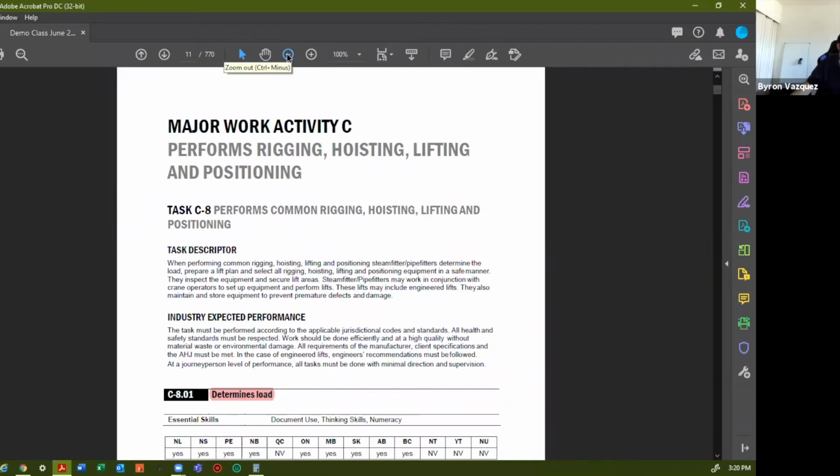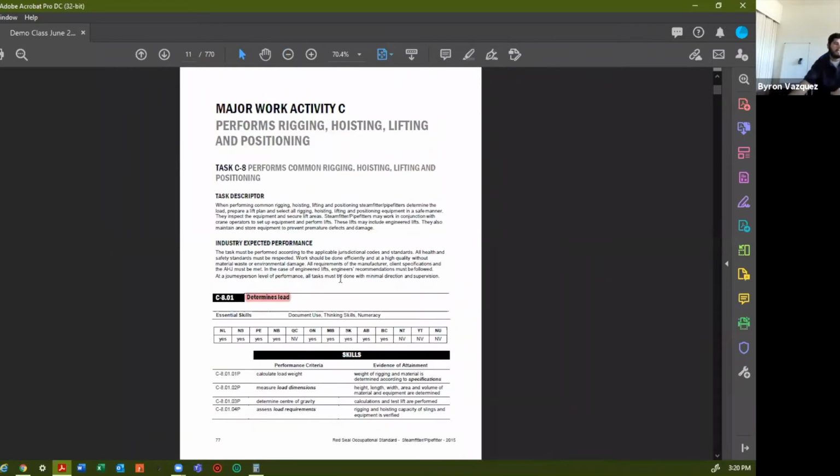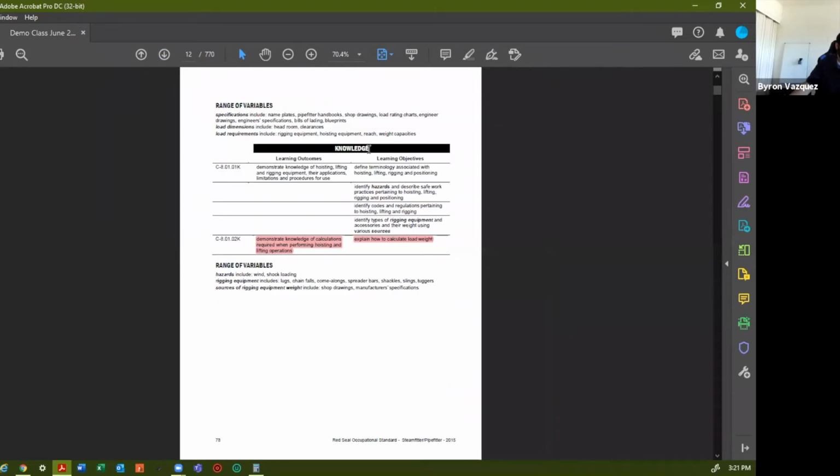So this is the subtasks. These are the skills that you need to know for this specific subtask, which is determine loads. But we're actually going to be spending more time on knowledge. So they're going to be asking you questions based on this. So as you can see, the learning outcomes: demonstrates knowledge of calculations required when performing hoisting and lifting operations, explains how to calculate load weight. So this is going to be a question that they're going to ask you.